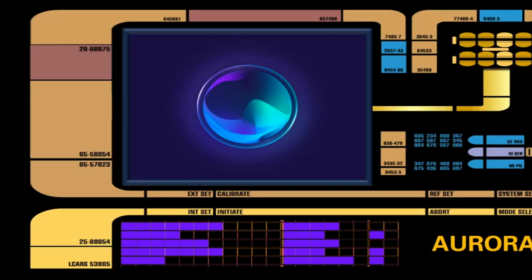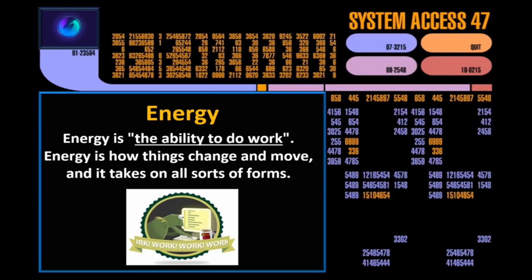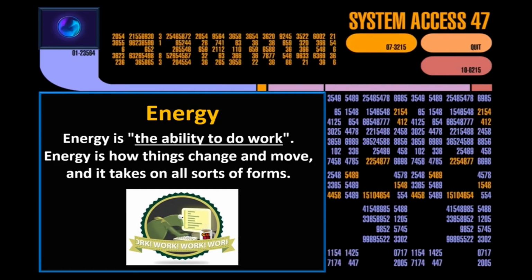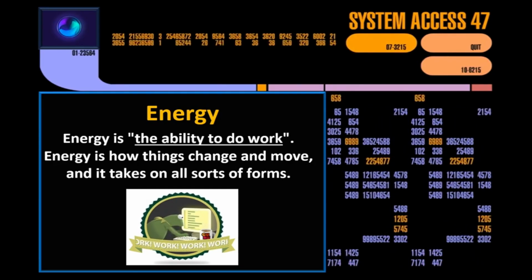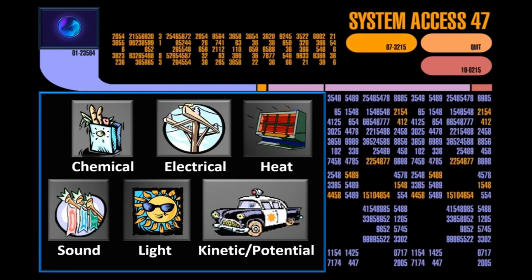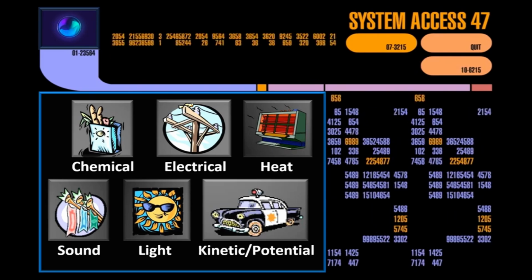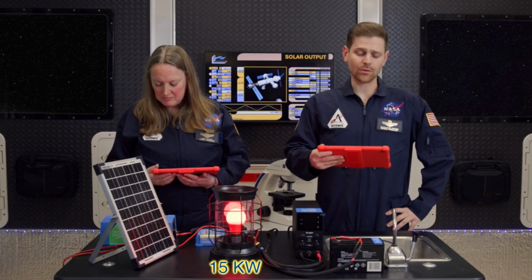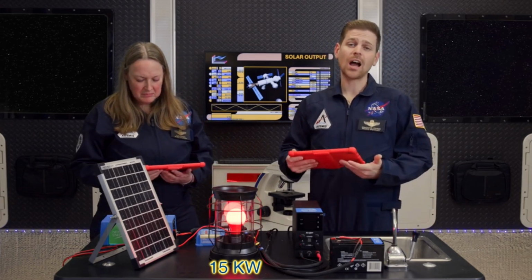Processing. Energy is the ability to do work. Energy is how things change and move, and it takes on all sorts of forms. The most common types of energy are chemical, electrical, heat, sound, light, kinetic, and potential energy. That's correct, Aurora. That was a great list of the most common forms of energy. However, do you understand their applications in their various forms?